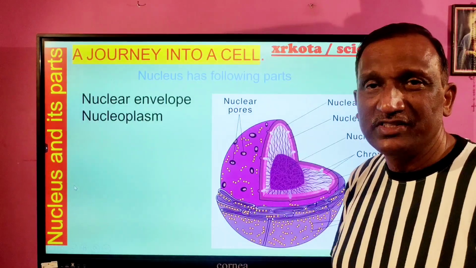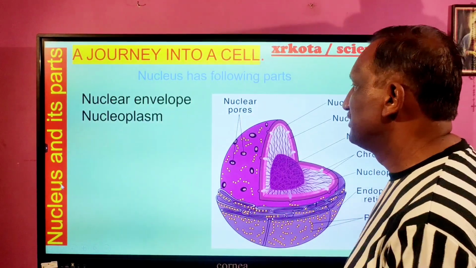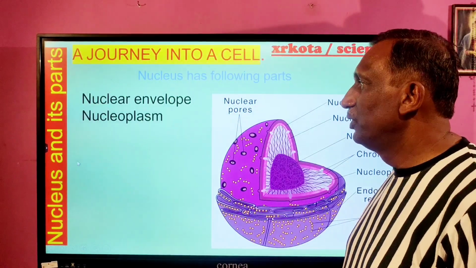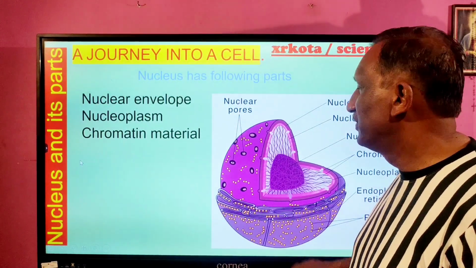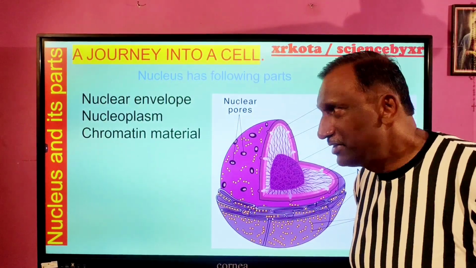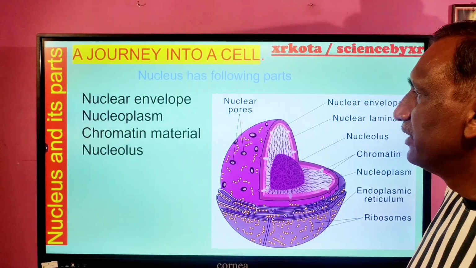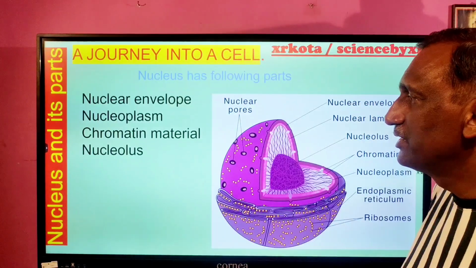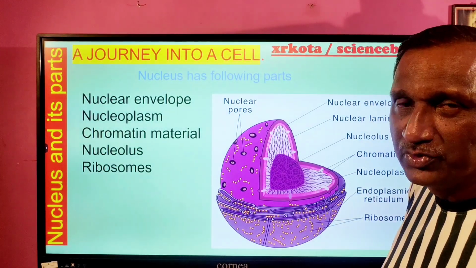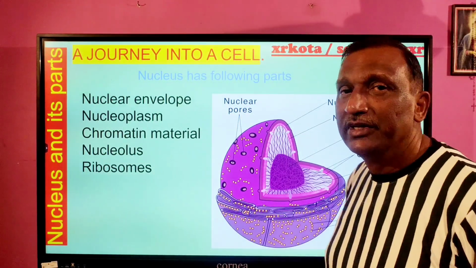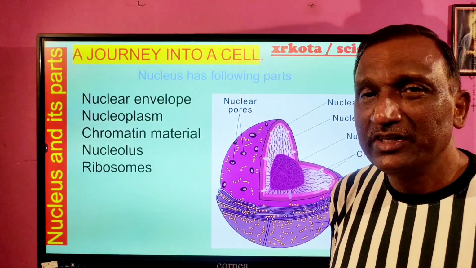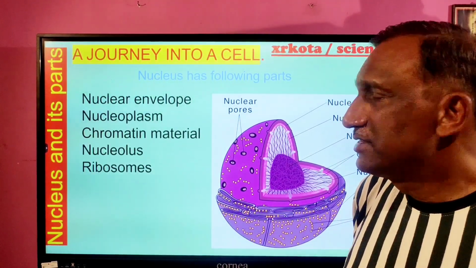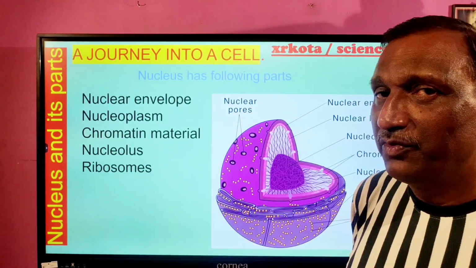But nucleus is not a cell organelle. Okay, it's a controlling unit. Inside that, whatever is found is nucleoplasm, a fluid-like structure. Then there is a network of fibers that is known as chromatin material. Then we have a dense spherical structure, one or more, that is called nucleolus. And then we have ribosomes. So these are the structures found in the nucleus. So we have studied what is found in cytoplasm and what is found in nucleus. Let's study them one by one.